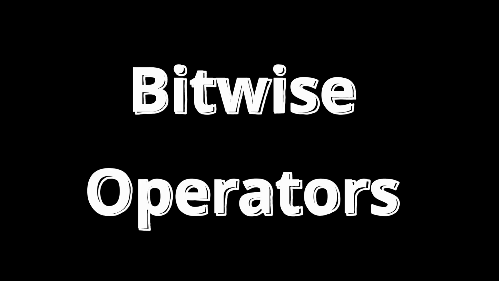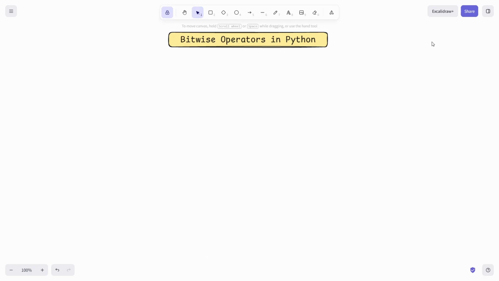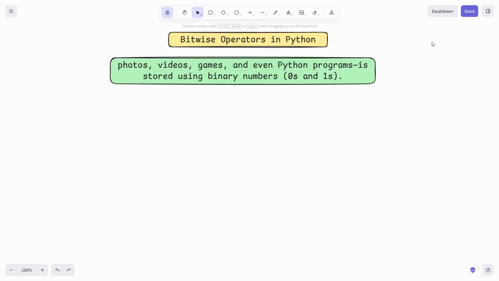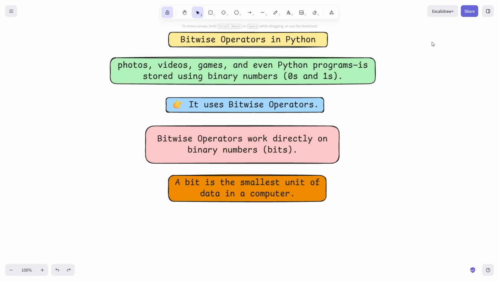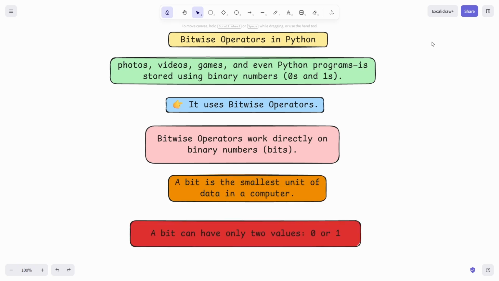The next topic is bitwise operators in Python. Imagine your computer only understands two numbers, 0 and 1. Everything inside a computer, photos, videos, games, and even Python programs is stored using binary numbers, zeros and ones. So how does Python perform operations directly on these binary numbers? It uses bitwise operators. Bitwise operators work directly on binary numbers, bits. A bit is the smallest unit of data in a computer. A bit can have only two values, 0 or 1.